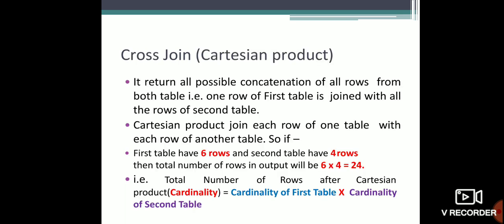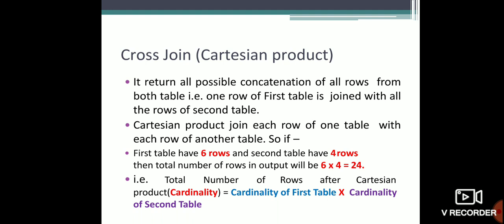So first one, cross join or Cartesian join. What do you mean by cross join? It returns all possible concatenations of all rows from both the tables. That is, one row of the first table is joined with all the rows of the second table. Cartesian product joins each row of one table with each row of another table.